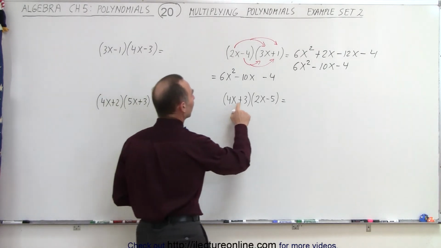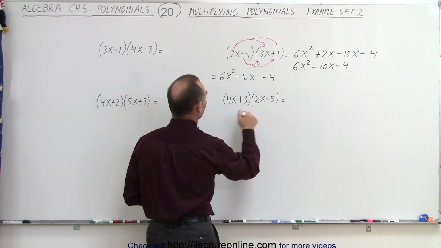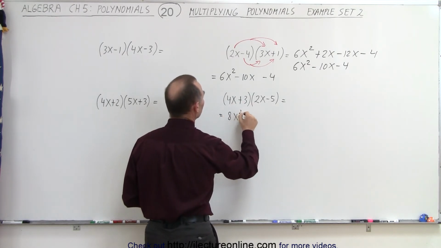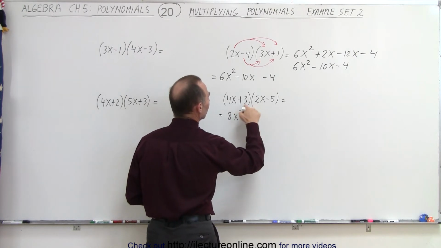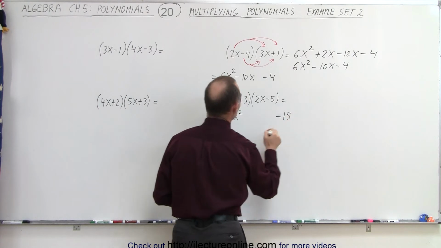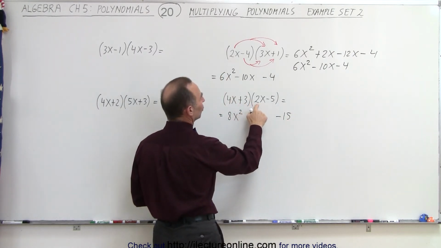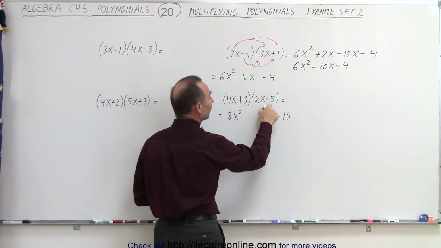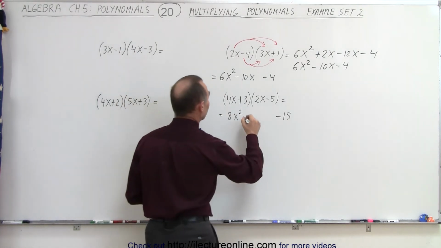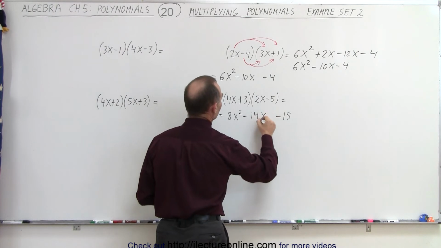So first, you multiply the outer two terms together. So that is equal to 4x times 2x is 8x squared. Then you multiply the two last terms together. 3 times a negative 5 is a negative 15. And now you multiply the numbers together. 3 times 2 is 6. 4 times negative 5 is negative 20. Negative 20 plus 6, negative 14. So it's a negative 14x.